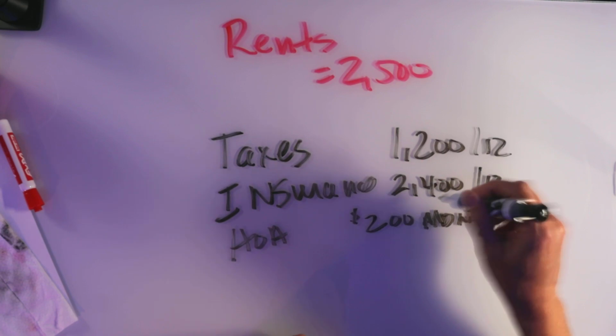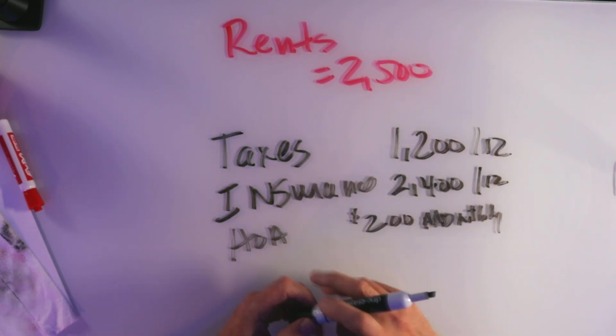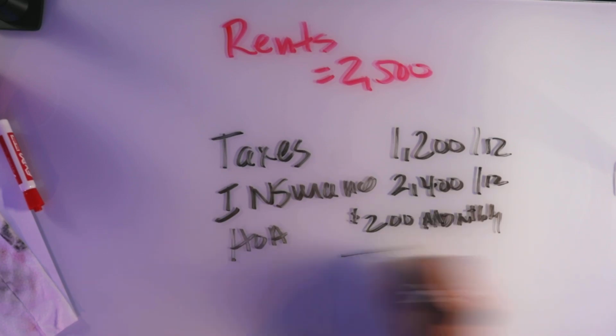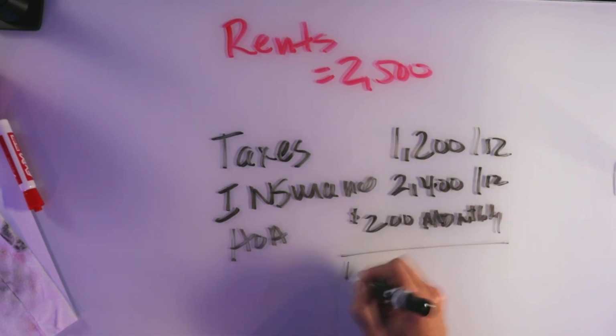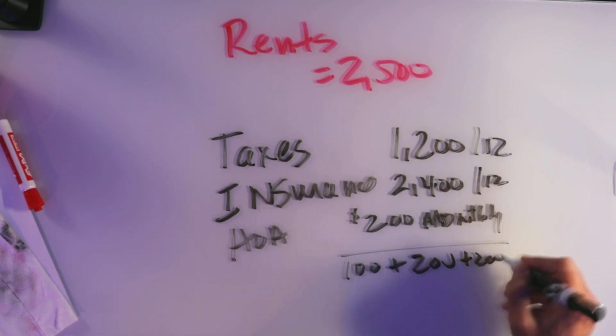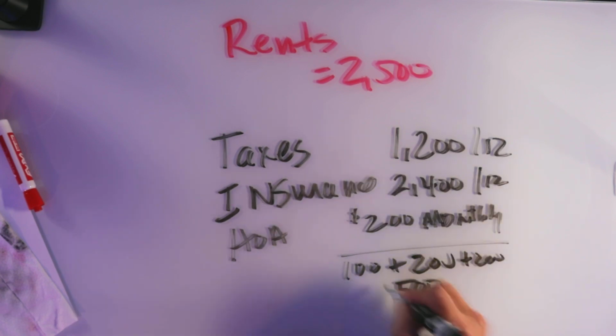When we go through this, what we're going to come up with is a rough number or estimate just to get us into the ballpark. Once we actually find a property, we're going to go through these same numbers and make sure it matches up. But we need to know where to start when we're looking for property. Insurance, like I said, we called around, $2,400 divided by 12 is $200 a month. In HOA, in this case, it's $200 a month. Altogether, the $100 for taxes plus $200 for the insurance plus $200 for the HOA is $500 a month.